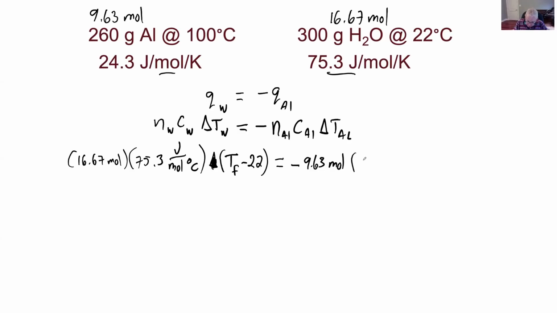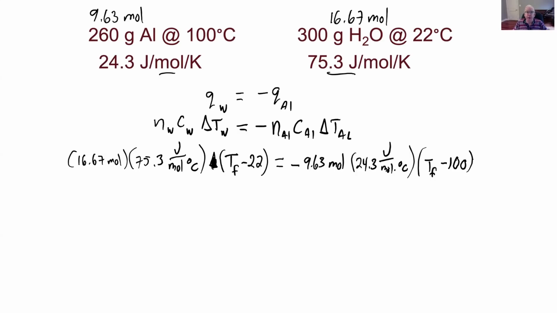I've got 24.3 joules per mole. I'm going to again write degrees C since I'm writing my delta T's in degrees C. And over here, I've got T final, the temperature I'm trying to find, minus 100, because that was the original temperature of the aluminum, okay?